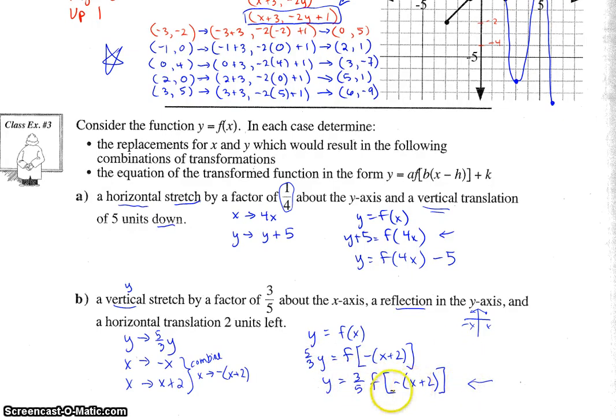We could multiply the negative through as well, so if that happens to be a multiple choice answer, it would look like this, negative x minus 2. Okay, so if you see that answer, that also would be equivalent to negative brackets x plus 2. Okay, let's look at the next page.